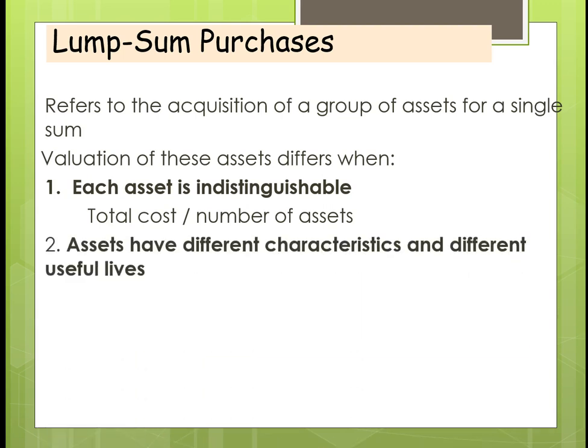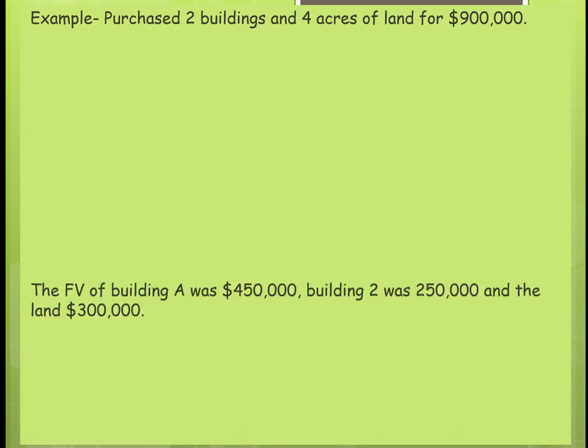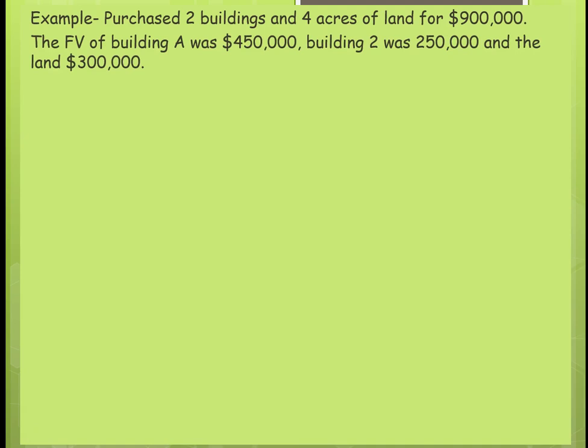Now, in most cases, the assets have different characteristics and different useful lives and value. Those, we're going to allocate the lump sum acquisition price among the separate items based on the percentage of fair value. So let's take a look at an example. We purchased 2 buildings and 4 acres of land for $900,000. The fair value of building A is $450,000. Building 2 is $250,000 and the land is $300,000.